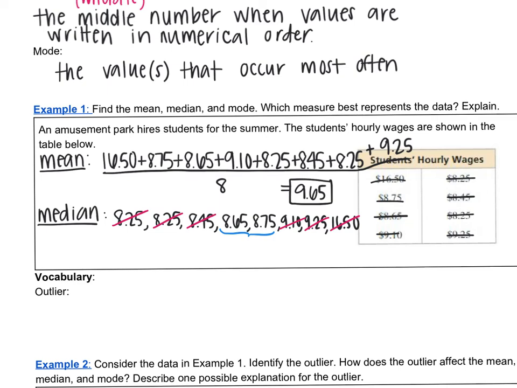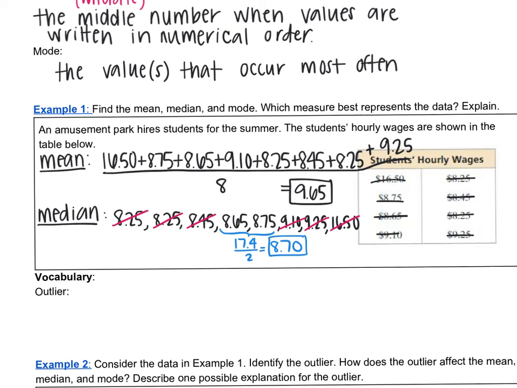We're actually going to average those two. So to average those two, I'll add them together, get 17.4, divide by 2, and get 8.7. Or in this case, because we're talking about money, 870. So the median hourly wage would be 870.